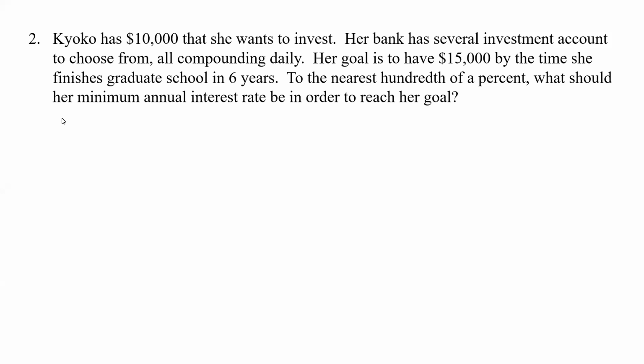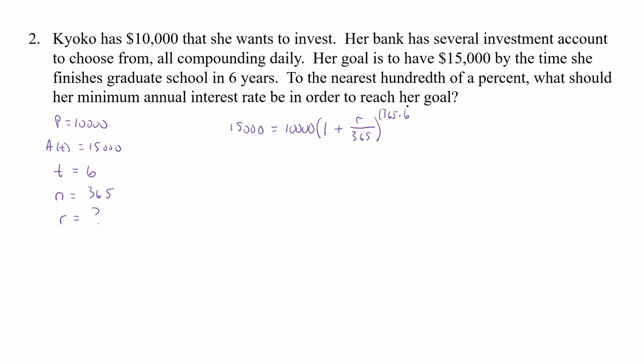All right, so what do we know? Well, we know she has 10,000 to invest, so that's going to be our P. Her goal is to have 15,000, so that's going to be our A of T. Time, she said, is 6 years. And she's compounding daily, so N is equal to 365, and we're looking for R. Okay, so we plug all that in. We have 15,000 is equal to 10,000 times 1 plus R over N, which is 365, raised to N times t, which is 365 times the time, which is 6 years.